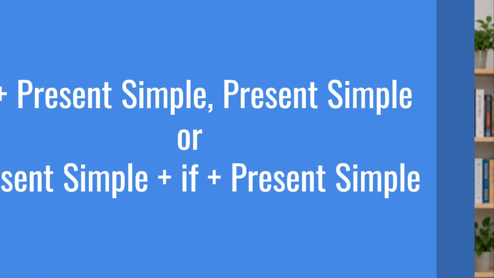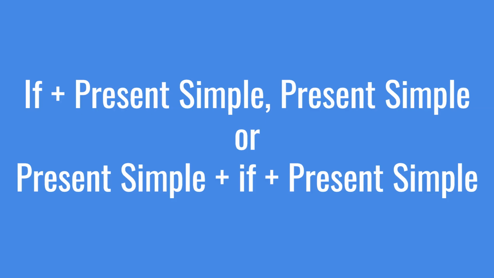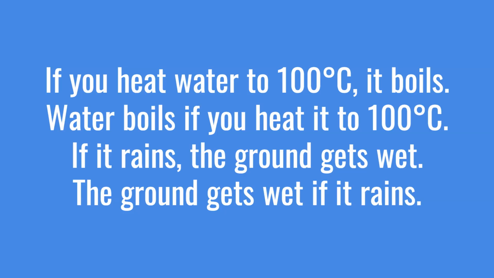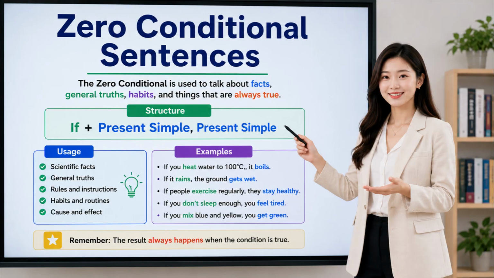Formula: if plus present simple, present simple, or present simple plus if plus present simple. Examples: if you heat water to 100 degrees Celsius, it boils. Water boils if you heat it to 100 degrees Celsius. If it rains, the ground gets wet. The ground gets wet if it rains. Both sentence patterns have the same meaning.